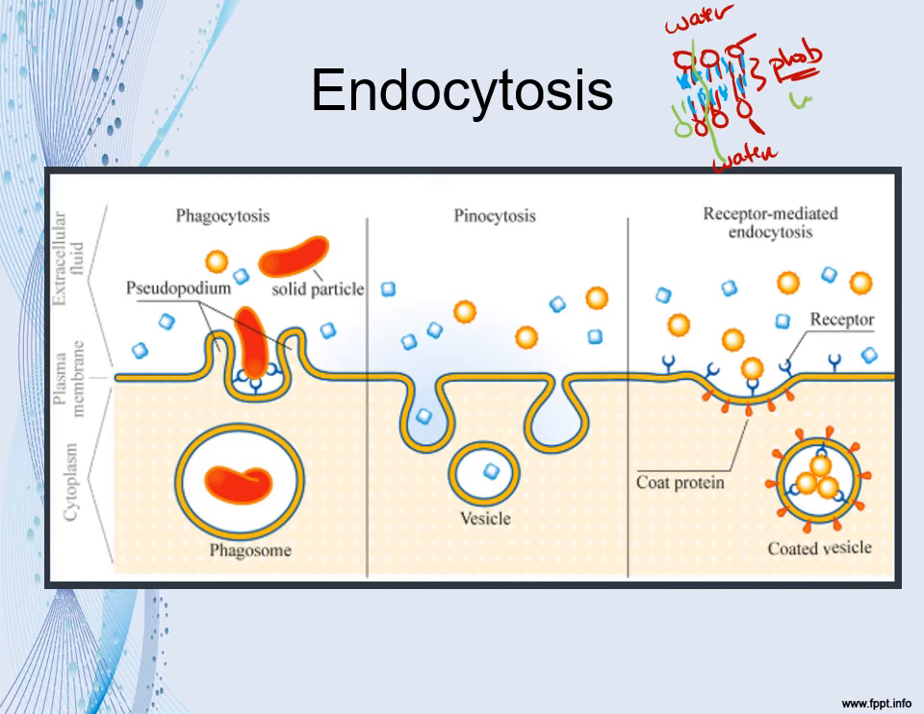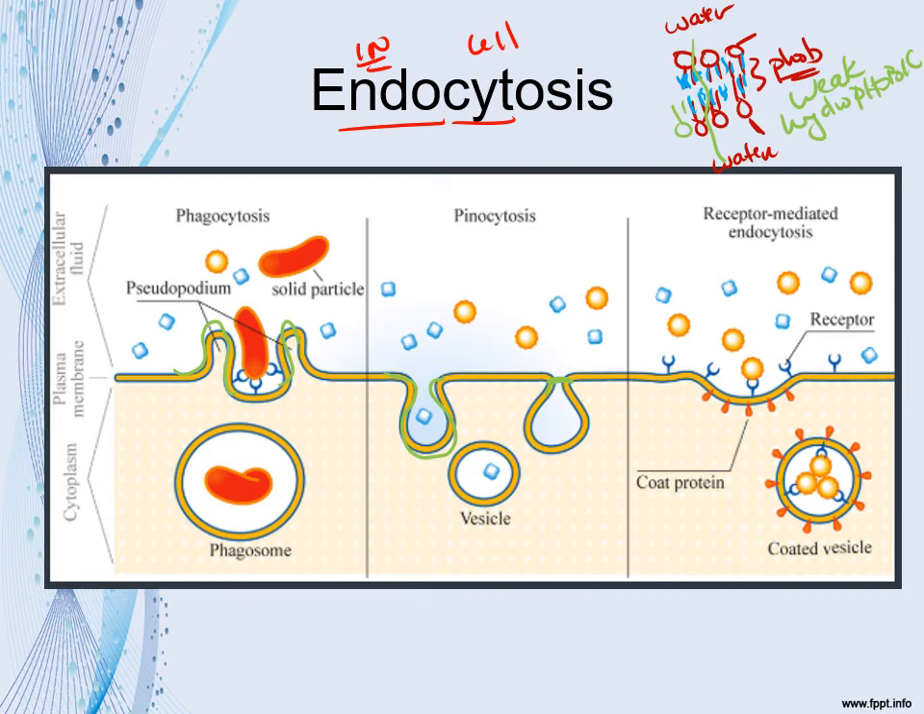So we have weak hydrophobic attractions amongst the fatty acid tails, and this is what allows the membrane to do this or that pinchy thing right there. Endocytosis. Endocytosis, we're moving things into the cell. Endo, in, cyte is cell, moving things into the cell.